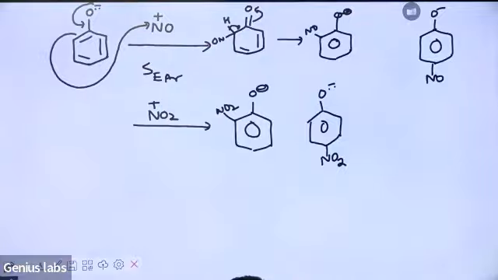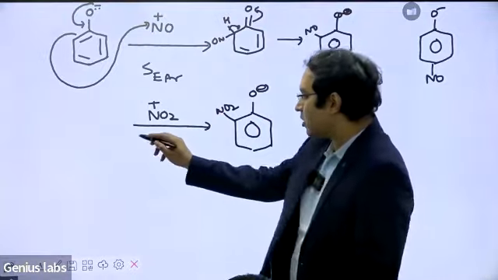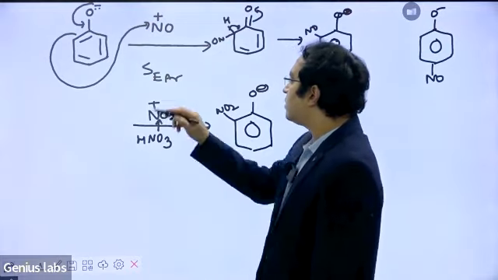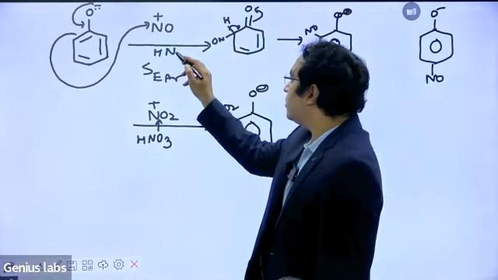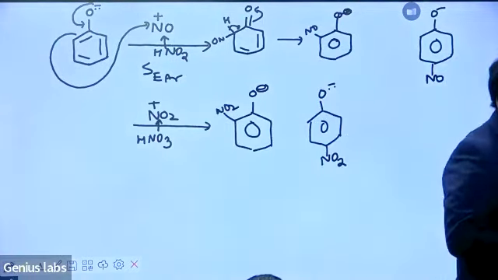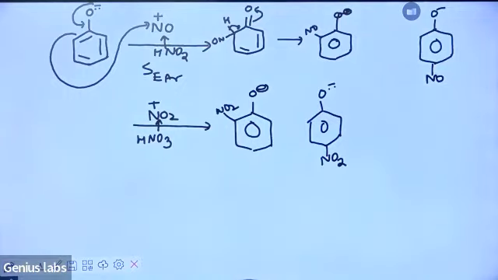Any issues in this? How will they give you NO2 plus? They will not write NO2 plus. They will give you HNO3. And you have to understand HNO3 is provider of NO2 plus. They will not write NO plus. They will write HNO2. HNO2 is provider of NO plus. How it is, I'll discuss that also. But I think you understand that they all are going on the same line.